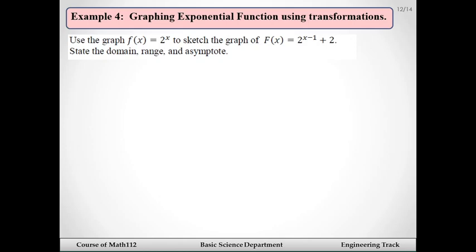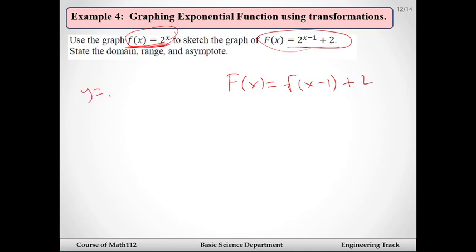Okay, let's sketch the graph of this function, and we will use the graph of the basic exponential function 2 to the x. This function can be obtained by algebraic transformations from f of x. We have seen the transformations of functions. You can say this big F of x is f of x minus 1 plus 2.